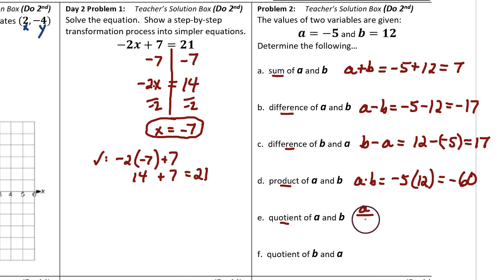Now we want to do the quotient of A and B. That's A divided by B. A is negative 5 and B is 12. The answer is negative 5/12. If this reduced, then we would reduce it.